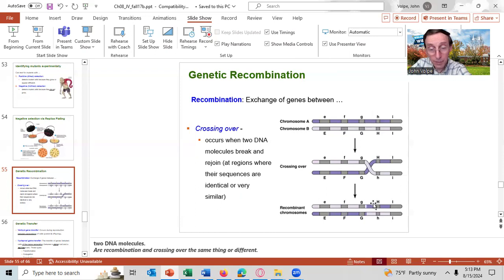And this happens in humans as well as any other species all the time, if it's a sexually reproducing species, where the mother's chromosome pairs up with the father's chromosome during meiosis, and then they cross over right here, and then the DNA molecules or the chromosomes break right there. And then there's the mother's chromosome here, and it's recombined with part of the father's chromosome. And there's the father's chromosome there, and it's recombined with part of the mother's chromosome.